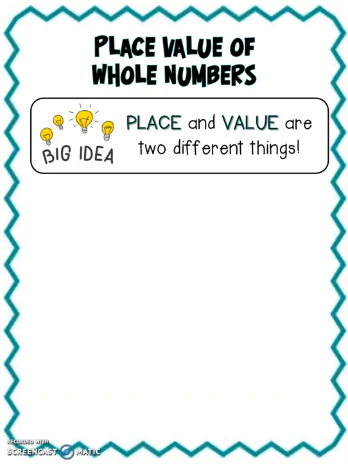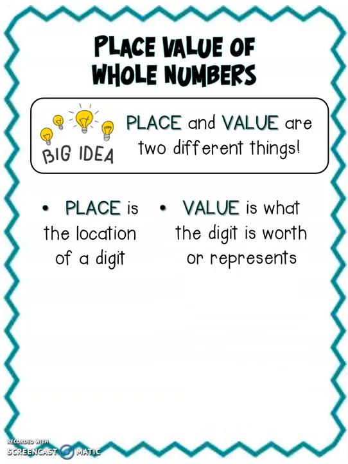Sometimes fifth graders get that confused because when we're talking about place value, the two words are right next to each other. But really, it's important to remember that place and value have different meanings. Place is the location of a digit. This is the position on the place value chart that your digit would fall in. Value instead is what the digit is worth or how much it represents.